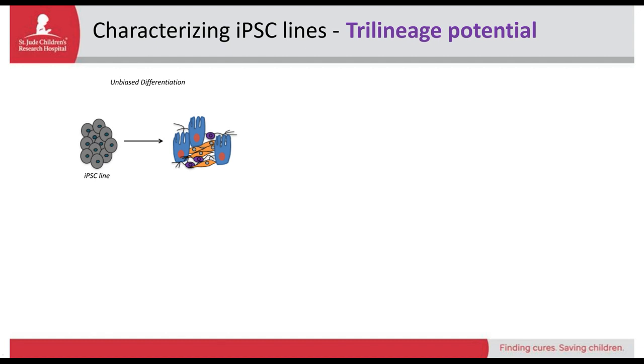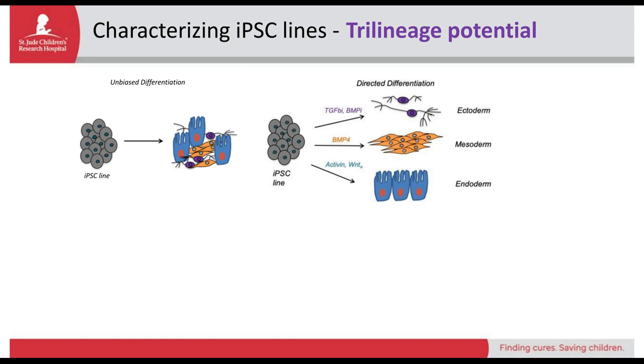An alternative approach is to do a directed differentiation, where you're essentially pushing your iPS line specifically towards ectodermal, mesodermal, and endodermal lineages by adding specific signaling molecules and morphogens into the medium. This is the method that we prefer to use in our lab. There are also several commercially available kits, such as this one from StemCell Technologies, which allows you to do your trilineage differentiation through a directed approach.